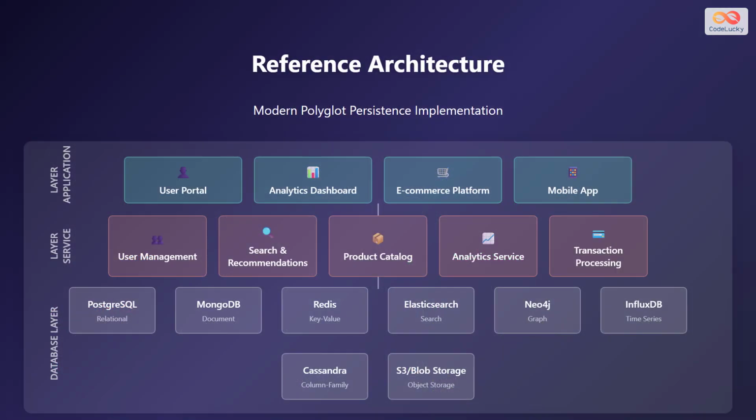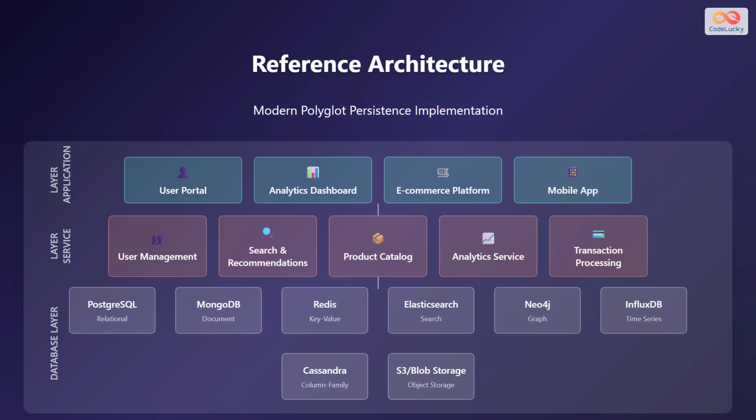Here is a reference architecture, a modern Polyglot Persistence implementation. At the very top, we have the application layer. This layer consists of user portal, analytics dashboard, e-commerce platform, and mobile app. Under the application layer is the service layer. This layer has user management, search and recommendations, product catalog, analytics service, and transaction processing.